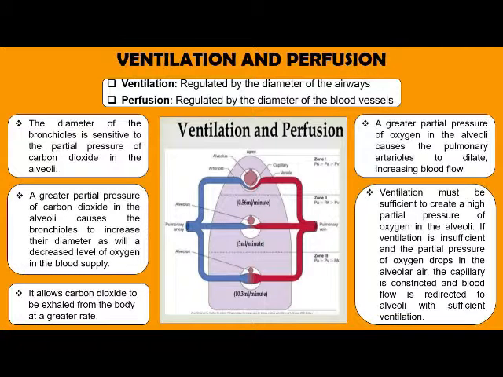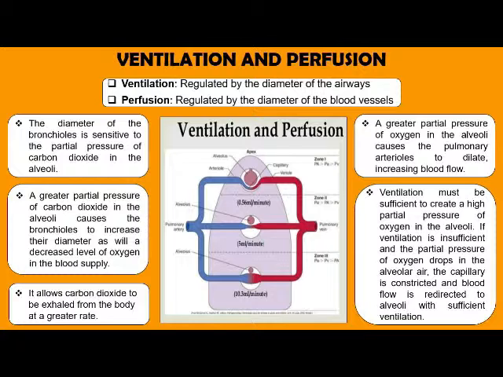The partial pressure concept can be exemplified by using two important aspects of gas exchange in the lungs, namely ventilation and perfusion. Ventilation is the movement of air into and out of the lungs, whereas perfusion is the flow of blood in the pulmonary capillaries. Ventilation is basically regulated by the diameter of the airways, and on the other hand, perfusion is regulated by the diameter of the blood vessels.